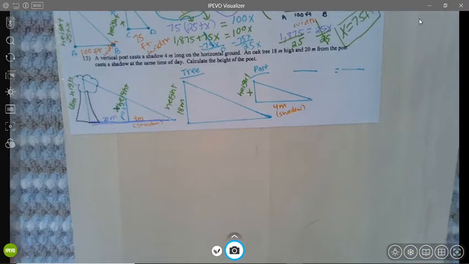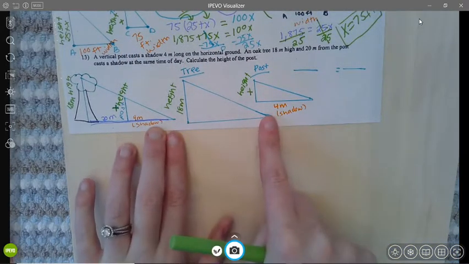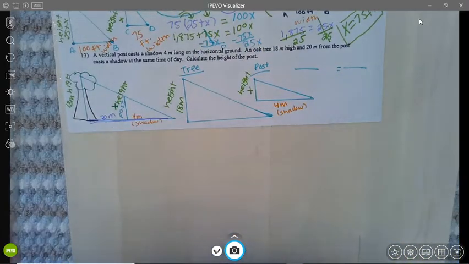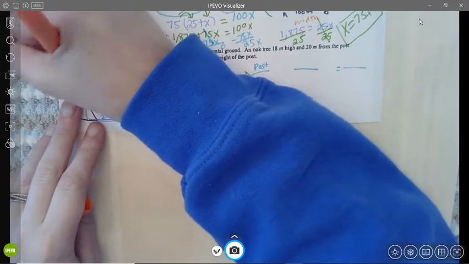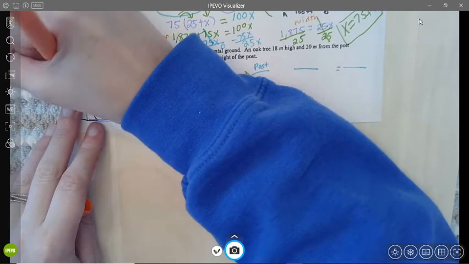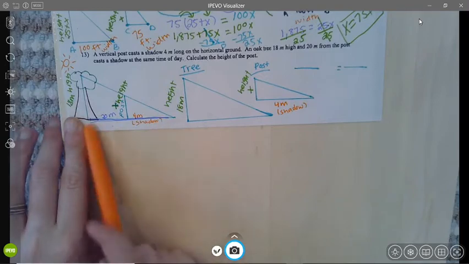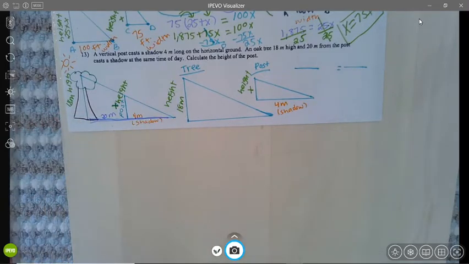Now, I currently don't know the shadow length. So the length of the shadow of the oak tree, if the sun's up here, so again, if you want to draw on your little sun, the sun's up here, and it's casting these shadows. So the shadow of the oak tree is this whole thing right here. Okay, this whole thing.